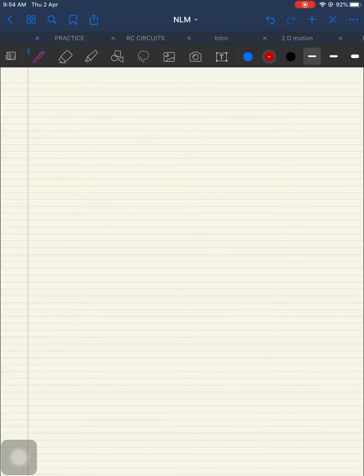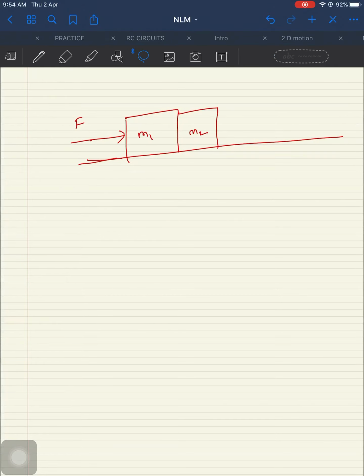Yeah, we are going to continue the problem now. So the problem is, this is what the problem is, and now we are considering the friction on the surface as mu s and mu k.